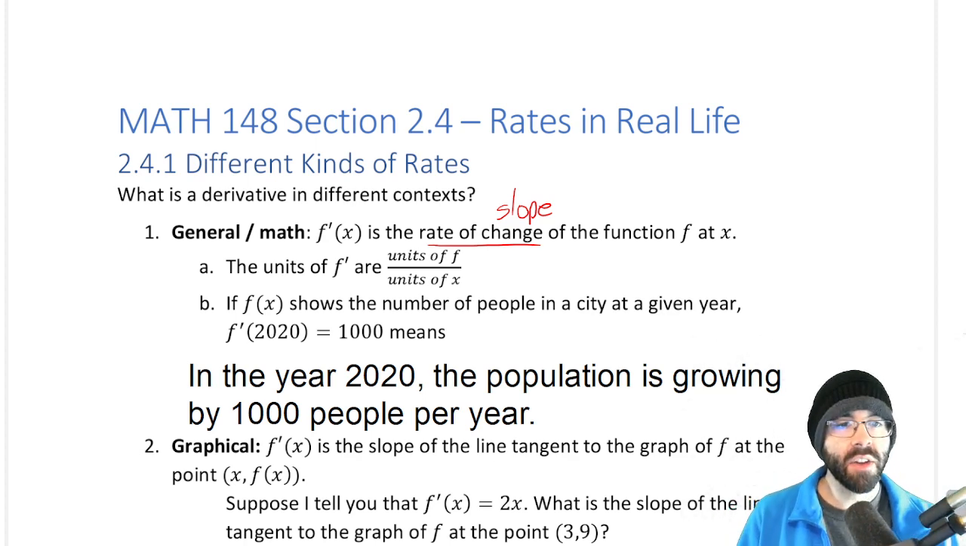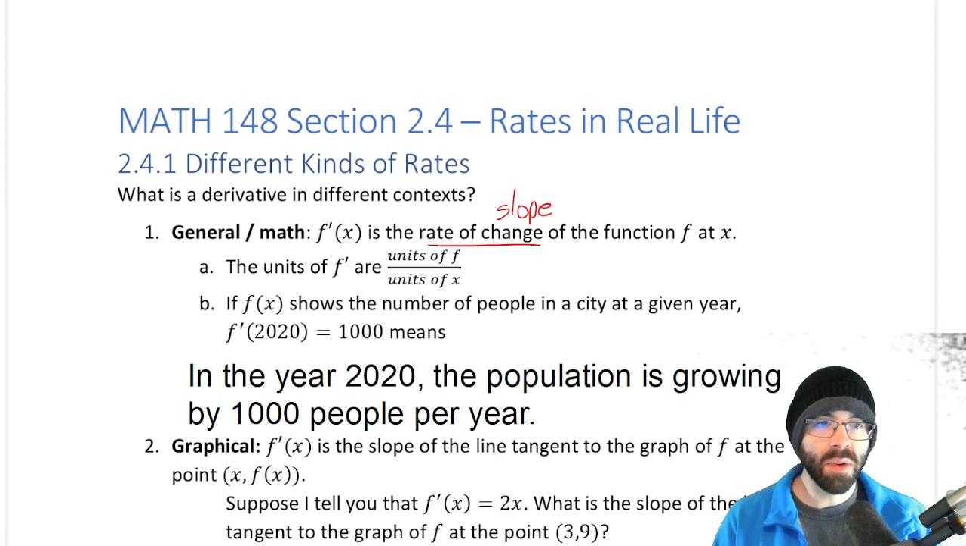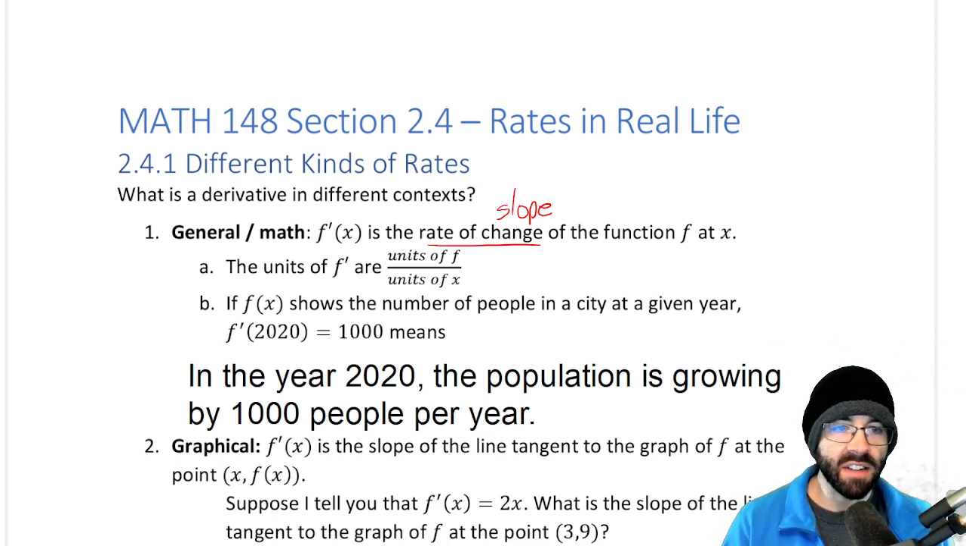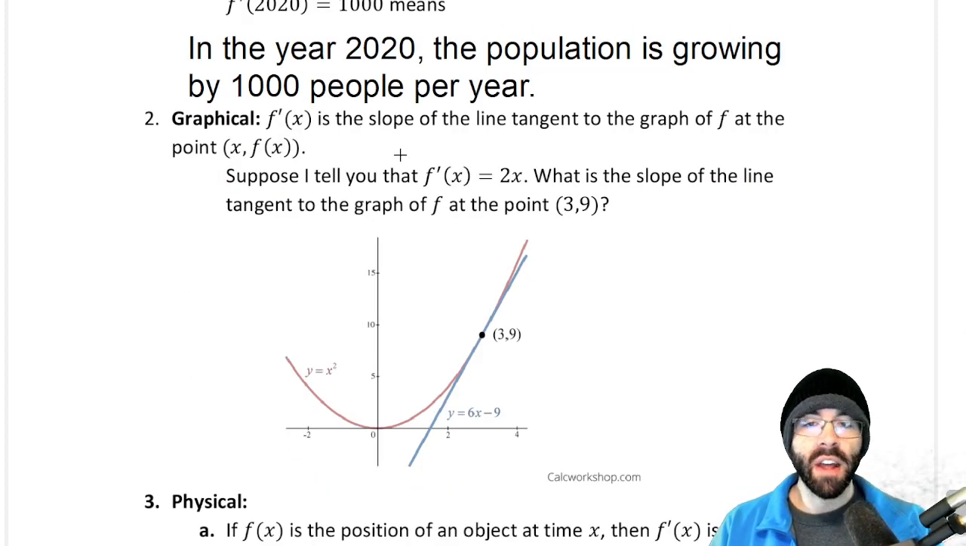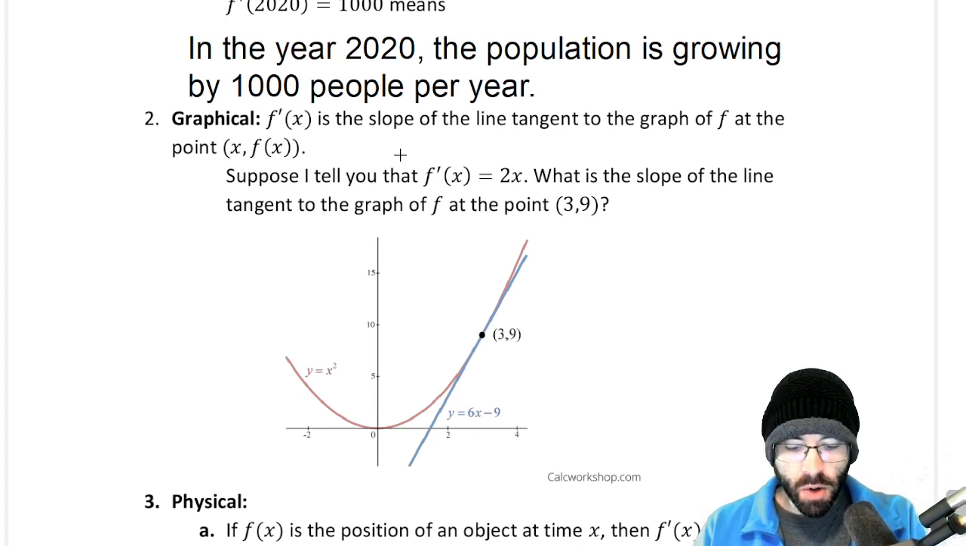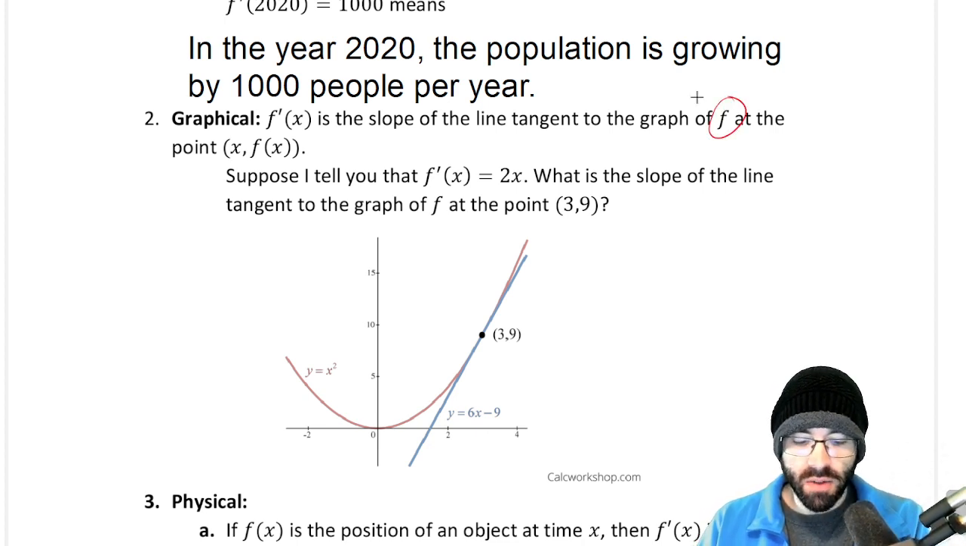And then we'll talk about a couple other applications and a couple other ways that these things can pop up. So number 2, graphically, remember that f prime is the slope of the function, and it also can be thought of as the slope of a tangent line. Okay, f prime is the slope of the line that's tangent to our original function at any point.